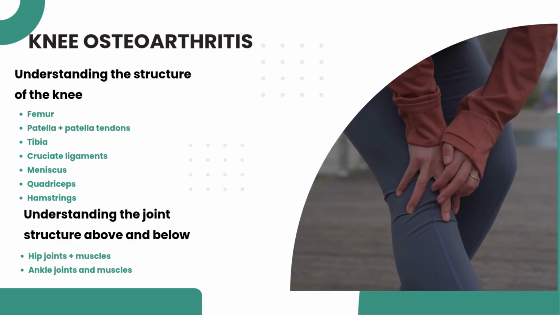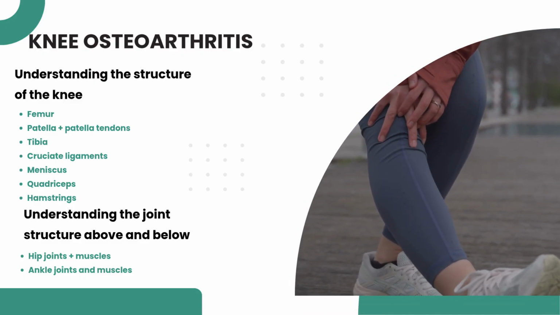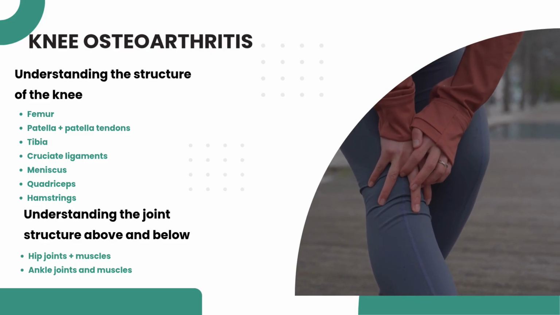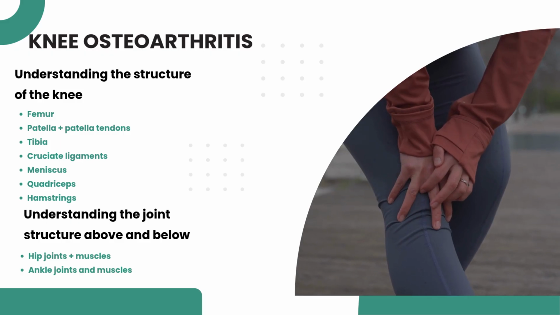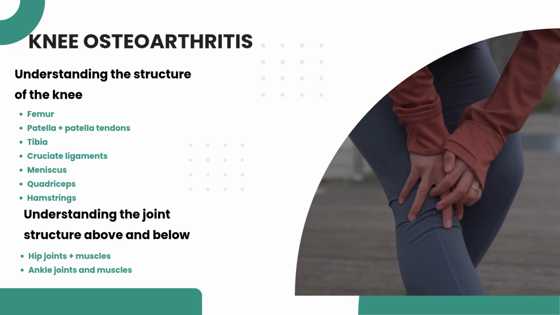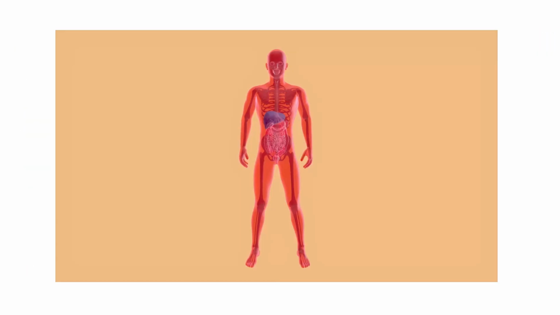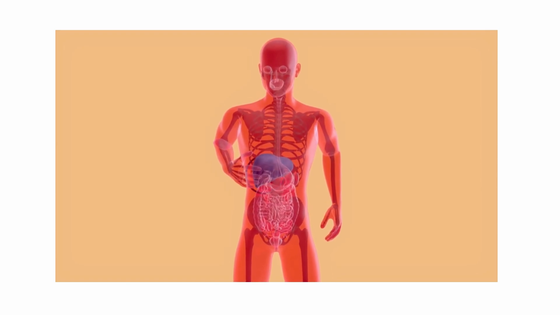To treat this, we need to maintain the range of movement and strength of the knee to prevent it from exacerbating. Beside training the quadriceps and hamstrings, we can also strengthen hip muscles and ankle muscles to relieve the stress on the knee by ensuring the muscles stay active. As you can see, joints and muscles interbenefit with each other.